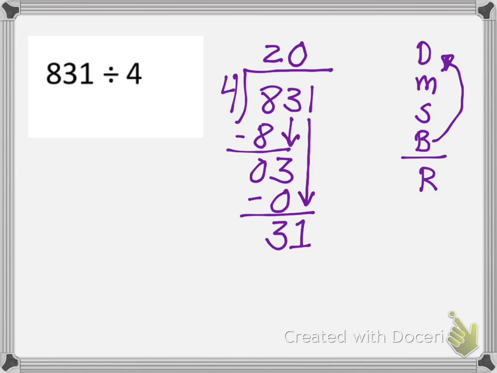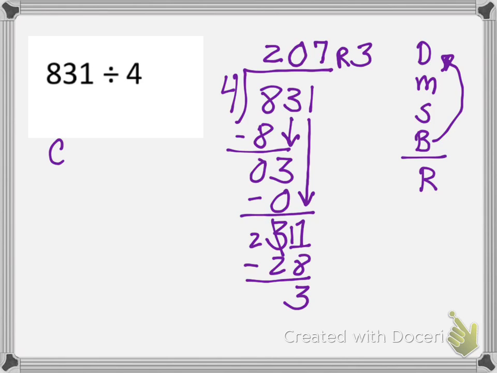4 times what brings us close to 31? It can't be 8 because 4 times 8 is 32, and that goes over. So it has to be 7. Then we multiply. 7 times 4 is 28. And then when we subtract, 1 minus 8 we can't do, so we have to borrow. And this becomes 11 minus 8, which is 3. So there is nothing left to bring down. We already used the last number. So this 3 becomes our remainder.